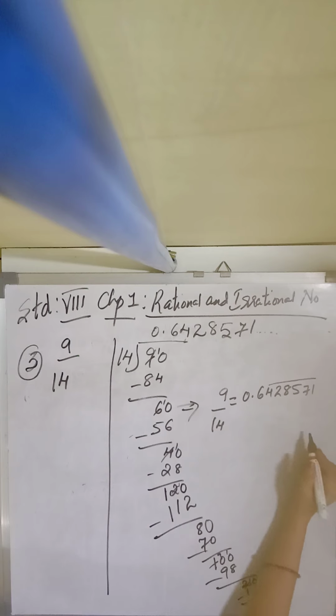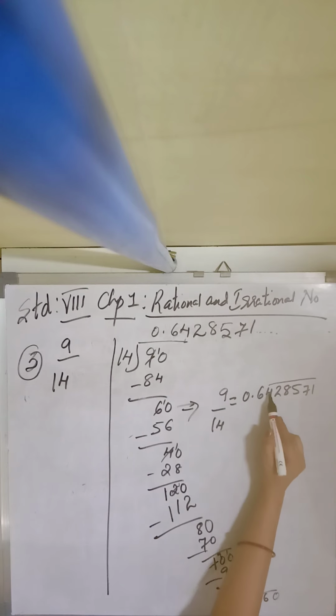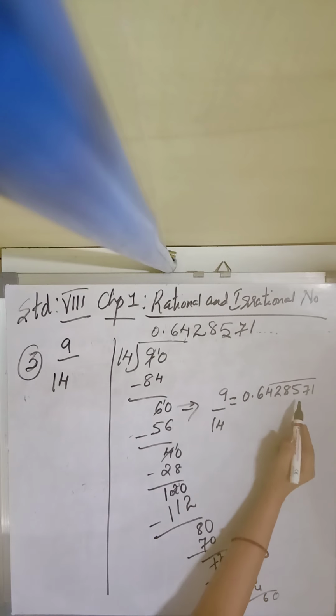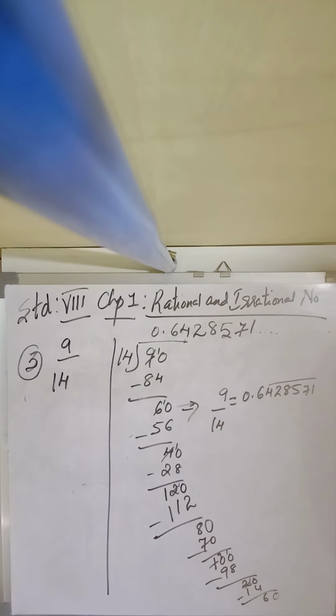That means your recurring number is from this. So 6 is not recurring. 4, 2, 8, 5, 7, 1. So from 4 onwards it is recurring. Clear, children? From 4 onwards it's recurring. Okay, copy down.